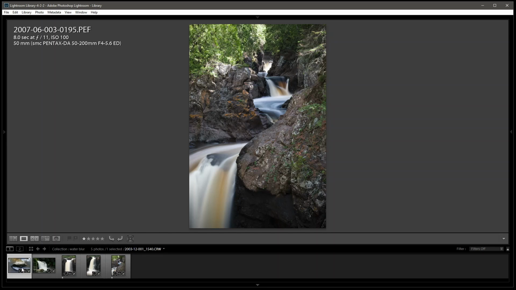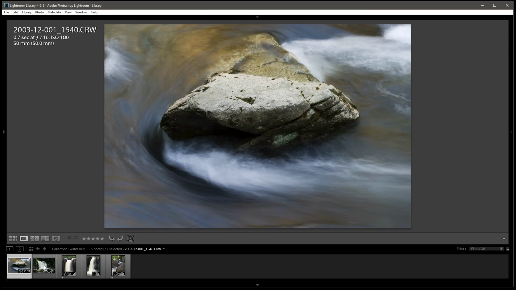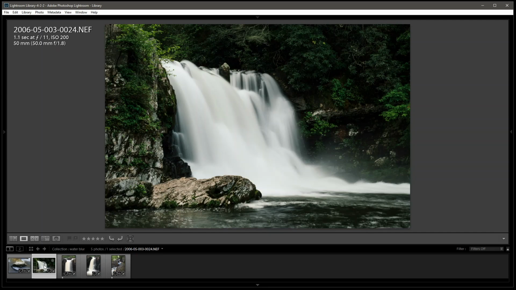So even if you don't have a filter, you might be able to get away with pretty slow shutter speeds. But when in doubt, make sure you've got a neutral density filter, or at least a polarizer, in your camera bag to take some of the light out of the scene so you can get slow.